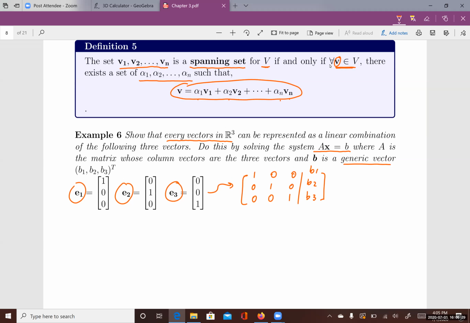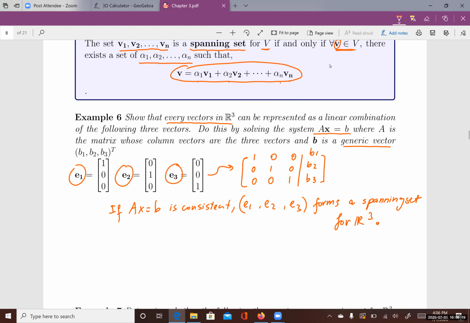So if I solve the system, I just need to know that the system is consistent, that I have at least one solution for this system, Ax equals b. So if Ax equals b is consistent, then e1, e2, e3, these three vectors, form a spanning set for R3. Okay, so that's how we're going to show whether a set of vectors is a spanning set for R3.